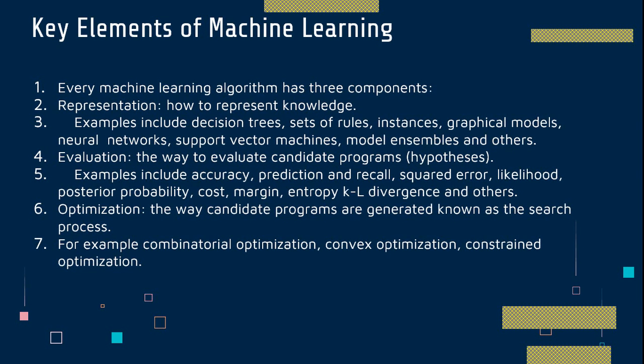So what do you mean by optimization? The way the candidate programs are generated is known as the search. So how you optimize your output, that is called the optimization. For example, combinatorial optimization, then convex optimization, then constraint optimization. These are the different optimizations we will see in the coming lectures. And these are the key elements of machine learning.